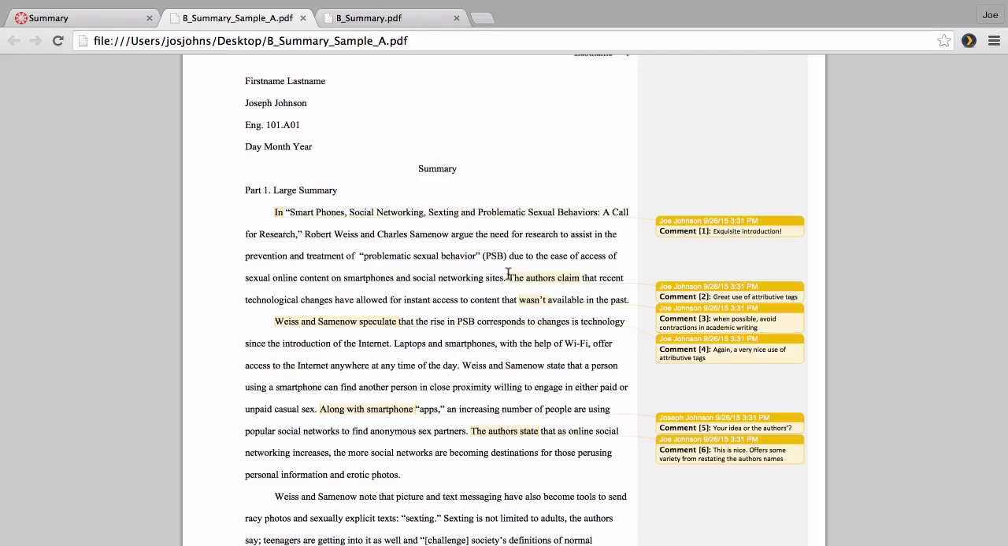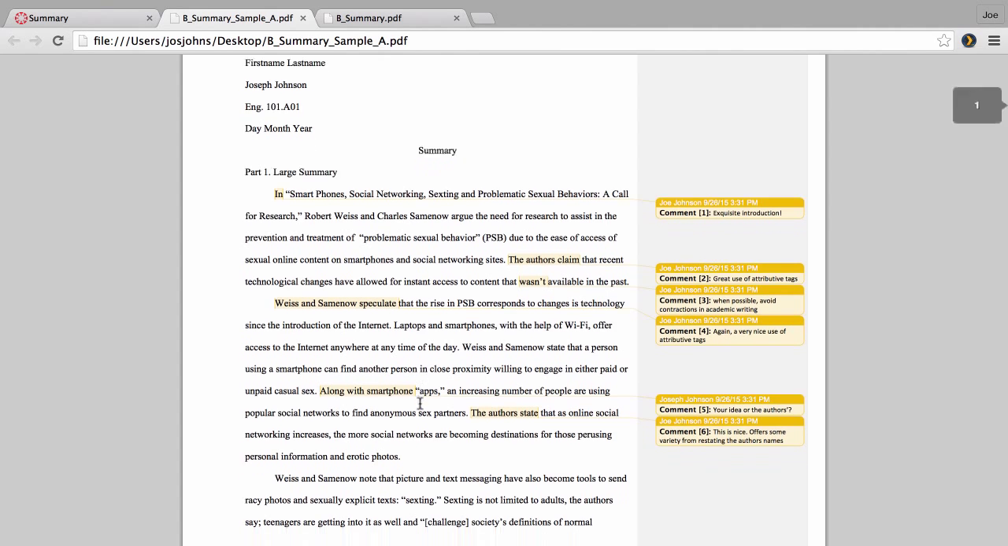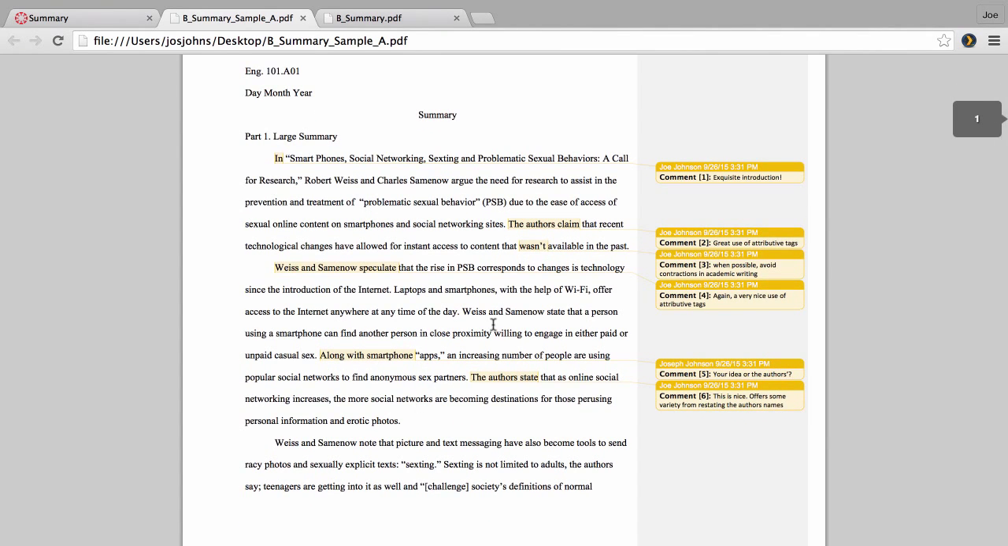In fact, you'll notice here that in this first paragraph it really concentrates on what the main idea of the text is and then summarizes from there on, right? That they argue the need for research to assist in the prevention and treatment of problematic sexual behavior due to the ease of access of sexual online content. That tries to be the primary focus, and the rest of the paper follows that.